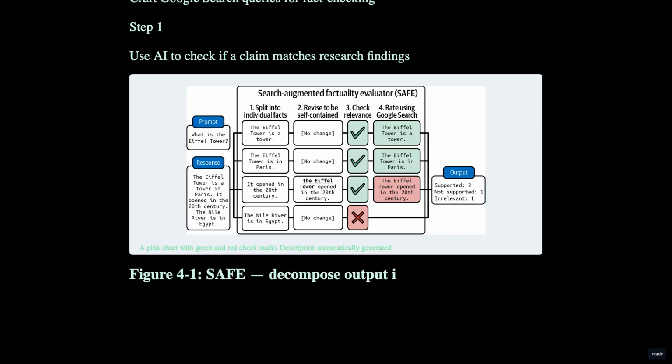This figure shows the SAFE method. It decomposes a model's output into individual factual claims and then verifies each claim using a search engine. The image, adapted from Wei et al. 2024, emphasizes how per-fact verification helps reduce hallucinations.